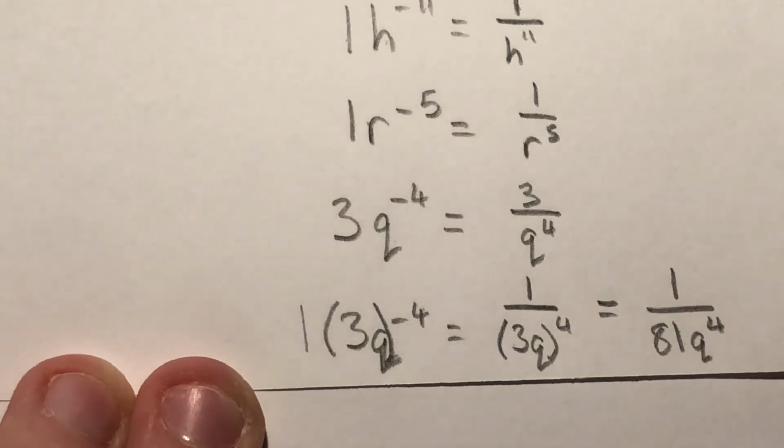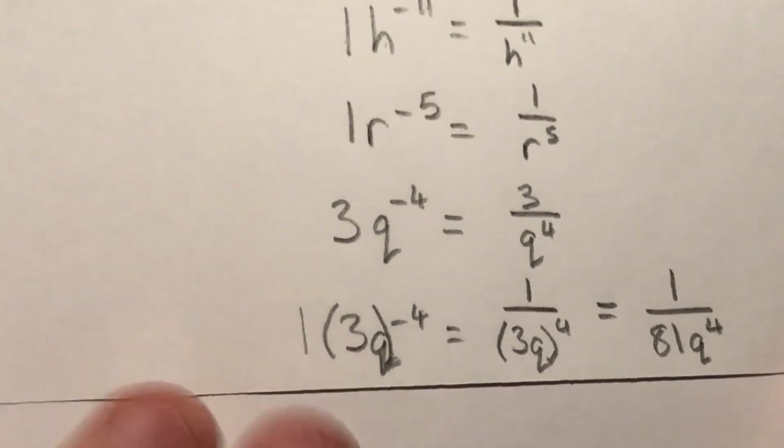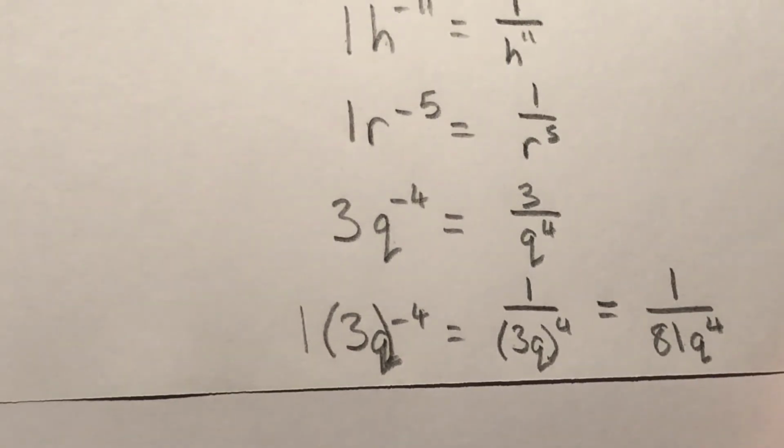There you have it. So that's 5 rules down. We have 2 more to go. Next one we're looking at fractional indices.